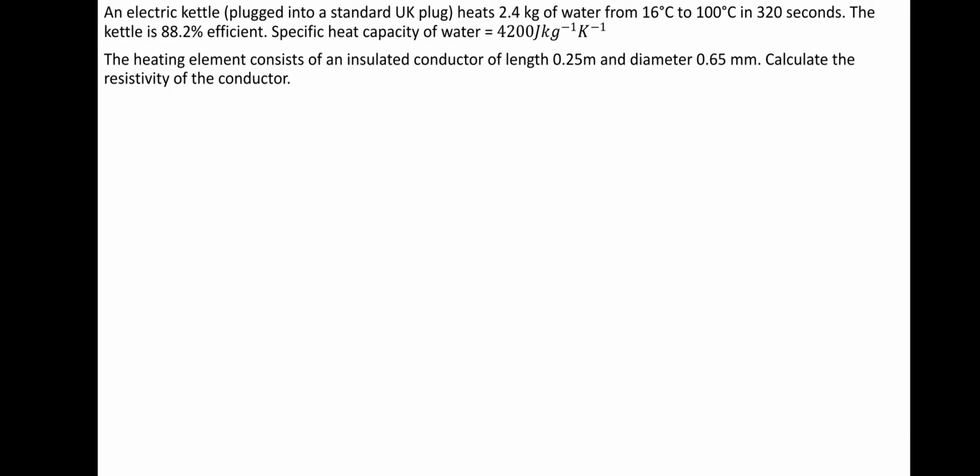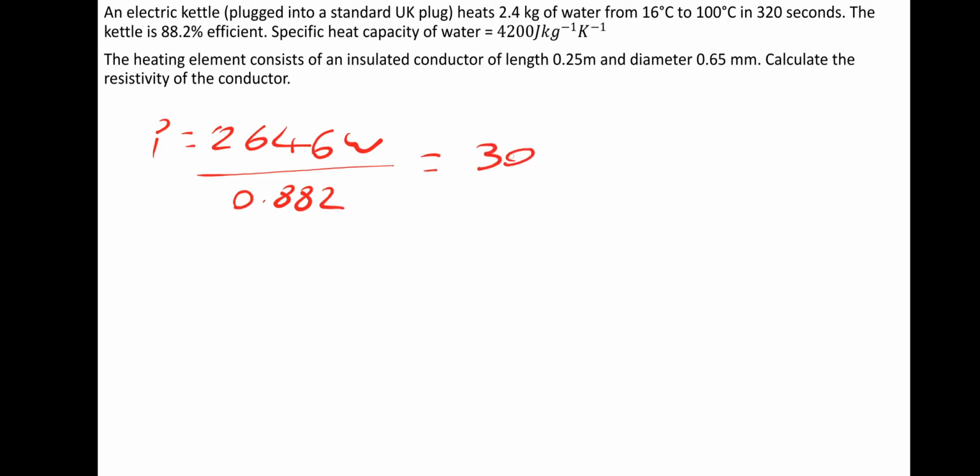So what we need to do is find the power supply of the plug. So we've got the 2646 watts, which is the power supply to the water. And it's 88.2% efficient. So I'm going to divide by that as a decimal, so 0.882. What that will do is give us the power of the kettle itself at the supply. So that'll be 3000 watts, or 3 kilowatts.